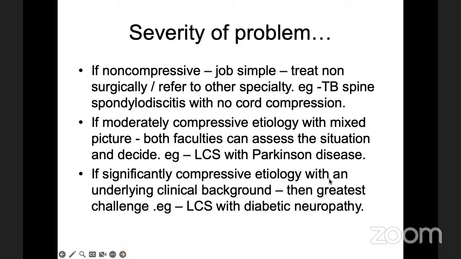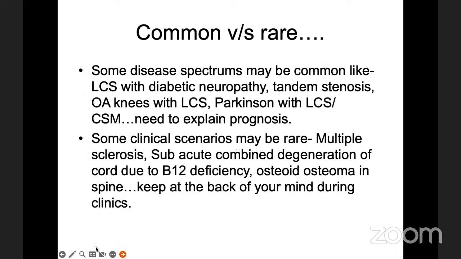But if it's a moderately compressive etiology, such as a mixed picture of both pathologies, like a diabetic patient with LCS, where the lumbar stenosis is not very severe, but at the same time the diabetic neuropathy part is also not very bad, here we are going to have both the specialties coming together, analyzing the situation, and then taking a call on how to go about it. But if it's a significantly compressive etiology, that means you see the MRI and you say that this is going to need surgery, then it's a big problem for the clinician.